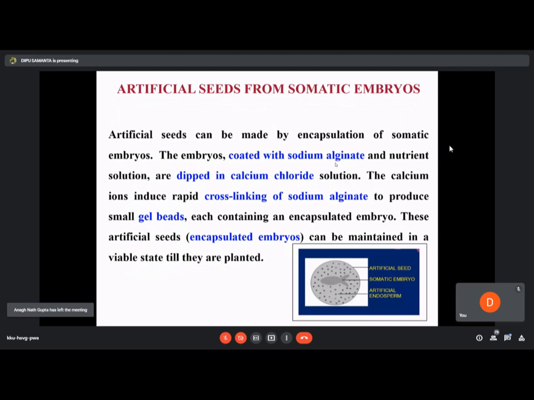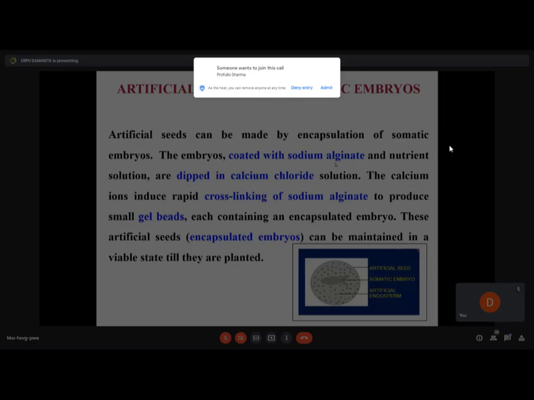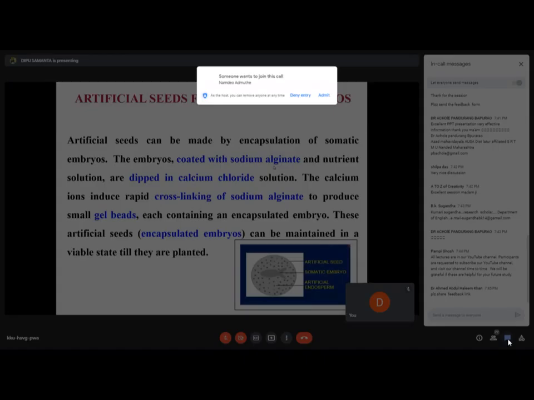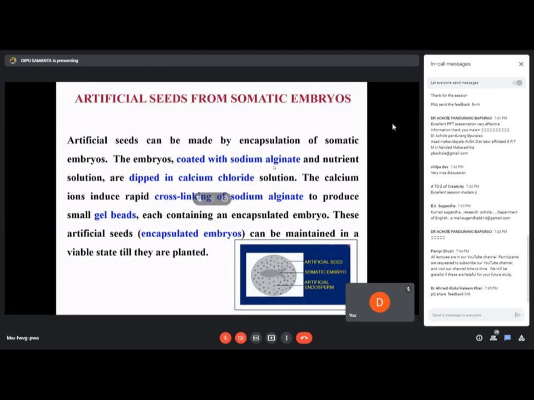Okay. Now, in continuation with somatic embryogenesis, another term is artificial seeds, which are developed from the somatic embryo. Artificial seeds can be produced by the encapsulation of somatic embryos. The first thing is the induction of somatic embryos. The embryos coated with sodium alginate and nutrient solution are dipped in calcium chloride solution. The calcium ions induce rapid cross-linking with sodium alginate that produces small gel beads, each containing an encapsulated embryo. This encapsulated embryo, which we can call the artificial seed, can be maintained in a viable state till it is planted. This is a pictorial representation of how our artificial seed looks.